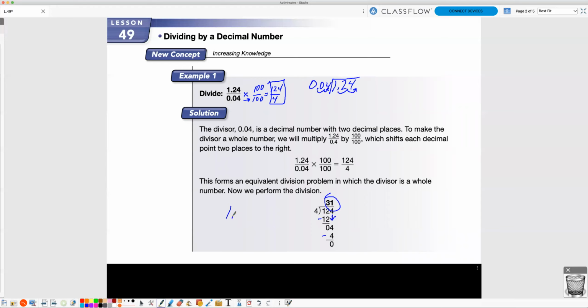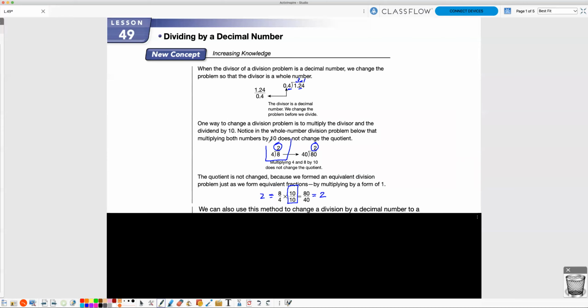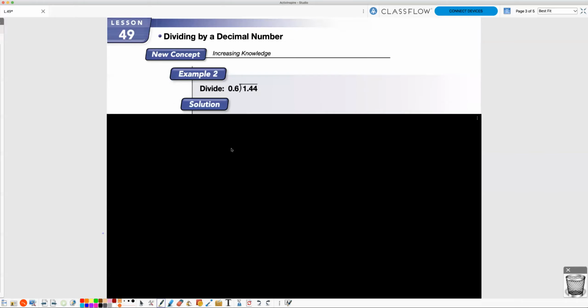The original problem was 1 and 24 hundredths divided by 4 hundredths. So that means the answer is actually 31. It's an equivalent division problem to say 124 divided by 4 is 31. They're also the same. Just like in this equivalent division problem here, 80 divided by 40 is the same as 8 divided by 4. So you can see that that works. Equivalent division problems.